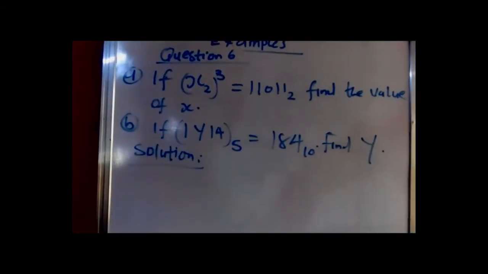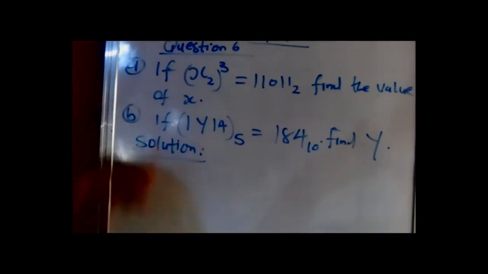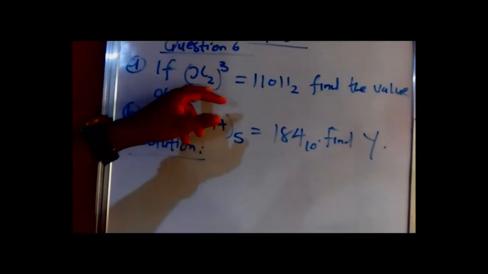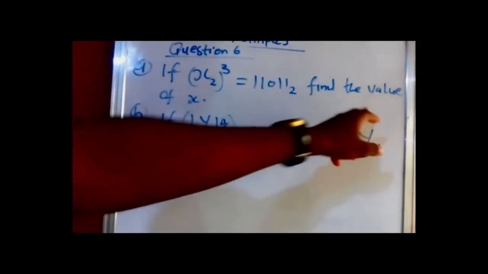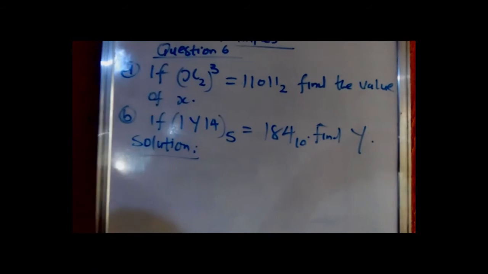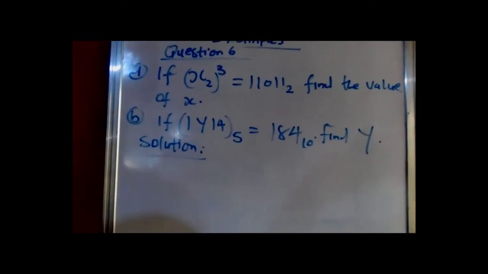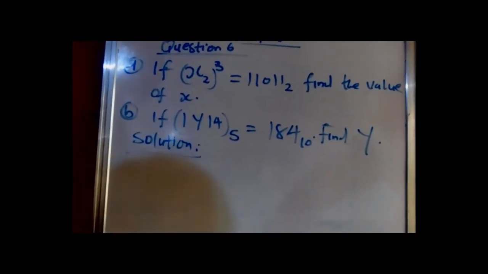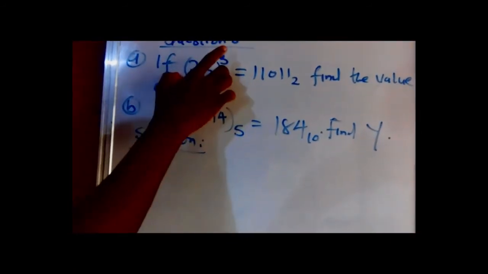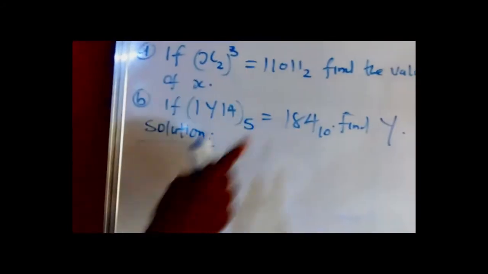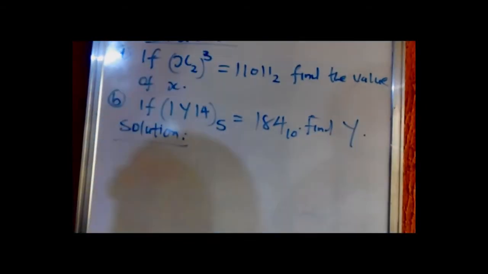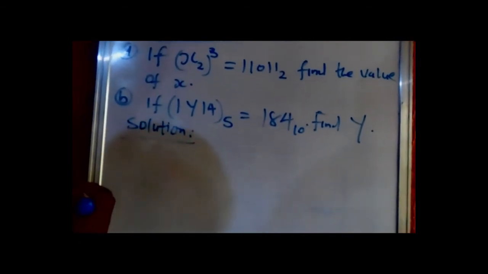Question 6. If x base 2 to the power of 3 equals 101011 base 2, find the value of x. I always love to work with standard base. Because this x is in base 2, I will decide not to change it because it's not going to affect our solution. But I will change this to base 10 so that I will be able to find the cube root. It will be easy for me to find the cube root because it's a standard base, and my solution will be fine.